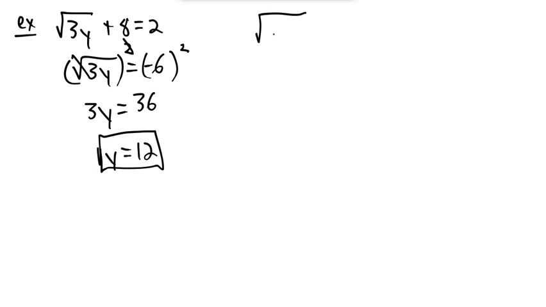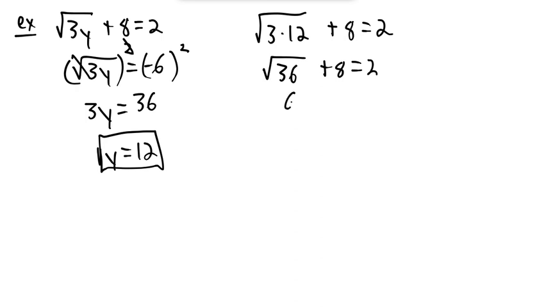We get the square root of 3 times 12 plus 8 is equal to 2, or the square root of 36 plus 8 is equal to 2. The square root of 36 becomes 6. So we get 6 plus 8 is equal to 2. Now wait just a minute. This is not correct, right? This is 14, this is 2. So what is wrong here?